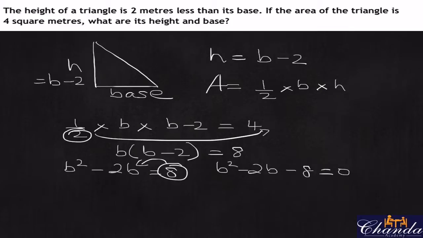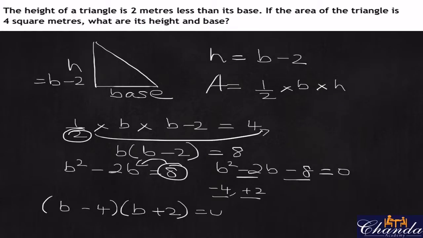Okay, so the factor combination that gives me a negative 8 is negative 4 and positive 2. And negative 4 plus 2 also gives me the negative 2 that I need in the middle. So to factorize this particular quadratic equation, I have b minus 4 and b plus 2 equals 0. And this gives me two values, 4 and negative 2. Now, obviously, the base cannot be a negative, so that gets taken out. So the base that we're looking at is 4 meters.